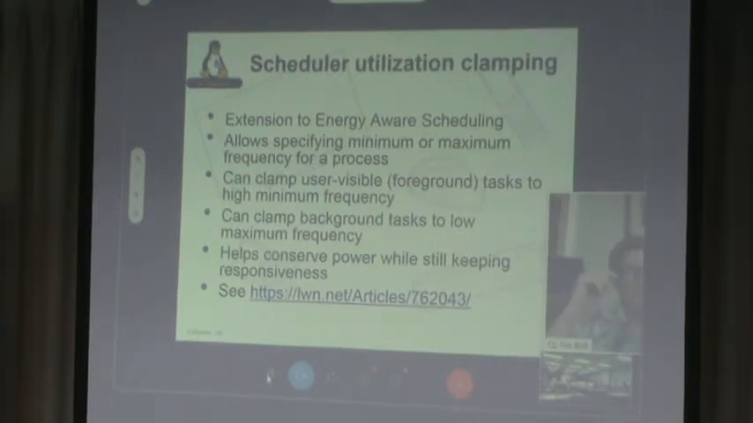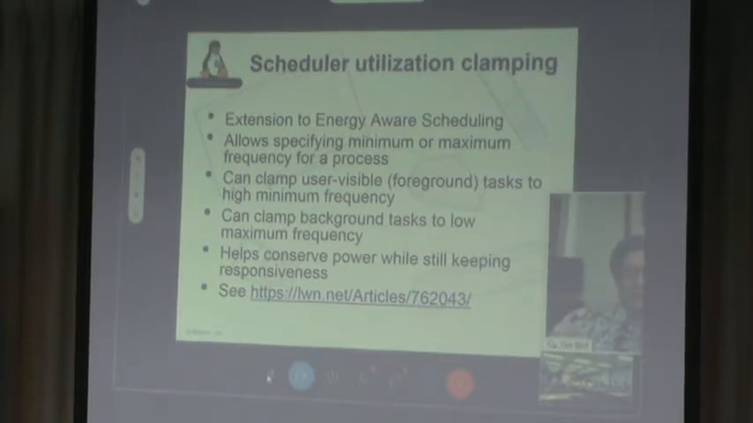So the last thing I want to talk about is scheduler utilization clamping. This is an extension to the Energy Aware scheduling. This has to do with these foreground and background tasks in Android or in any embedded product, really. It allows specifying a minimum or maximum frequency for a process.